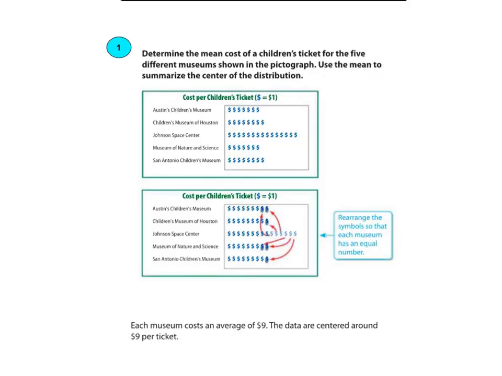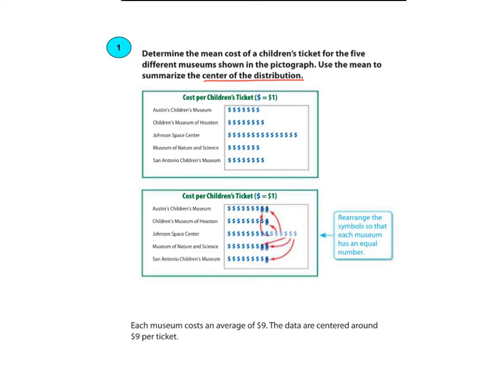So for example 1, it says determine the mean cost of a children's ticket for the 5 different museums shown in the pictograph. Use the mean to summarize the center of distribution. Okay, center of distribution. That's just another way of saying the measure of central tendency. And by distribution specifically, we're just talking about how the data is spread out. So we're essentially going to take all of the values and distribute them equally, in this case, amongst the 5 museums to figure out what the mean, or the average cost, is for a children's ticket.